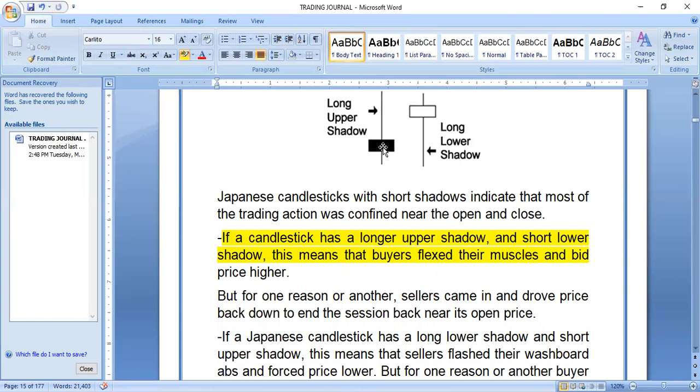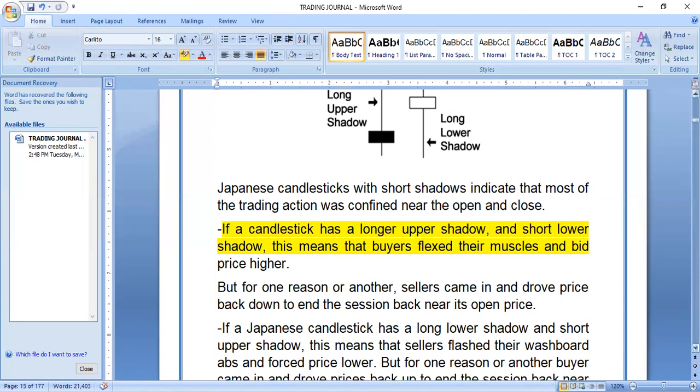It has a shorter lower shadow and a longer upper shadow, or a wick, or even a tail, a longer tail than the lower tail. That means that sellers are pressing on. Buyers were in control, but sellers came in and posed a lot of pressure. That's why price closed below where it opened.